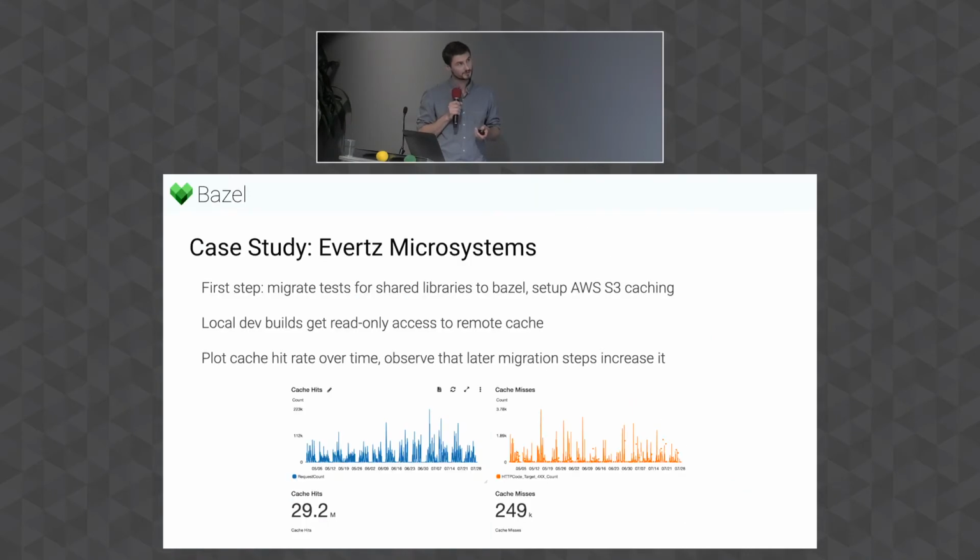So the case study for this came from Everest Microsystems. So the first step was to migrate tests for shared libraries, and they set up AWS S3 cache right away. And their local devs got read-only access to this cache, so they had a speed up for the development experience right away. They didn't have to run every test every single time. And Everest also measured their build to see that they were getting those cache hits so they could show that it was working the way they intended.